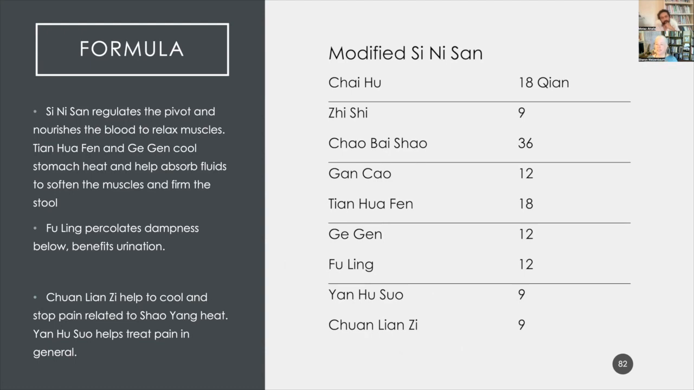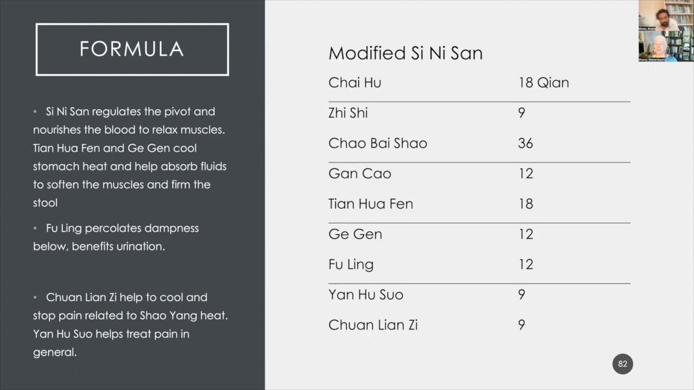And Gugan does the same thing as Tianhuafen. It stops thirst, it relaxes muscles by bringing nice fluids into the muscles, absorbing it into the muscles. But Gugan also helps to stop diarrhea. So it's fantastic also for his colitis, his Crohn's disease, ulcerative colitis, I'm sorry. And of course, fooling to make sure that the water is passing out well, so whatever water is accumulated has a way out. Gugan, fooling, and Tianhuafen are chalky, so they help the absorptive function of earth.